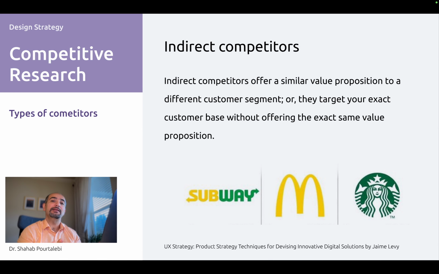So the users are different, but their value proposition more or less would be the same. Or the other way around: the user group is the same, but their value proposition would be different, like Starbucks and McDonald's, for example. Same user group, more or less, but their value proposition would be different. But they are competitors. Indirect competitors are competitors anyway. Why? Because they have overlapping solutions.